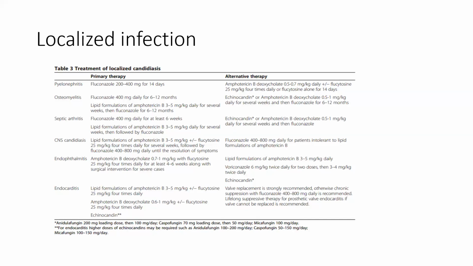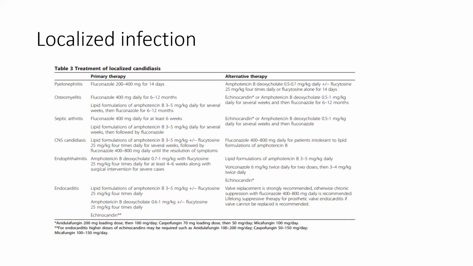Then there is osteomyelitis, where we can start with fluconazole 400 mg daily for 6 to 12 months, or a lipid formulation of amphotericin B, 3 to 5 mg per kg daily for several weeks, then fluconazole for 6 to 12 months. Alternative therapy is an echinocandin or amphotericin B deoxycholate, 0.5 to 1 mg per kg daily for several weeks, then fluconazole for 6 to 12 months.